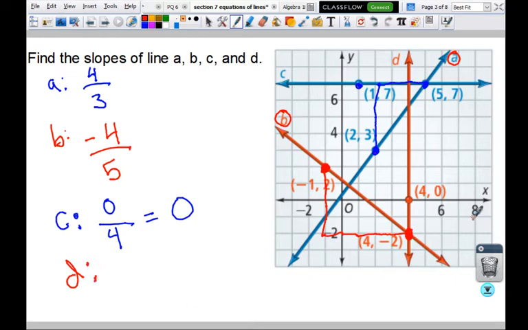Line D is this up and down one right here. I got my 2 points. On this one, do I really have a left and right point? No. So I'm just going to start at the bottom, and I'm going up 1, 2. That's my rise. And over, am I going left or right at all? No.